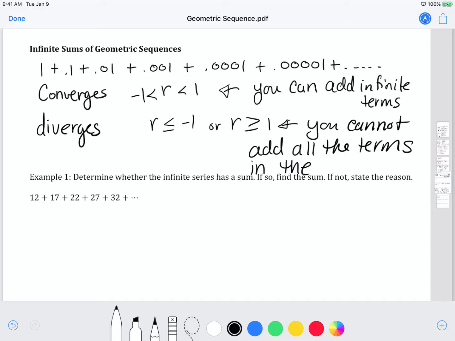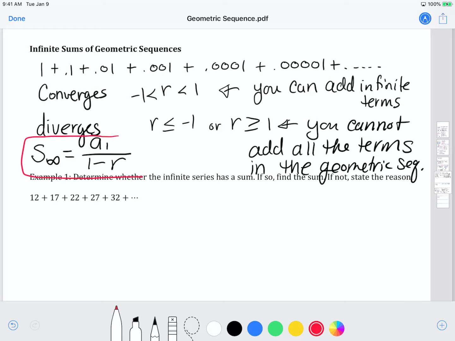in the geometric sequence. If you can add all the terms in the sequence and the series converges, then you can use the formula for the infinite sum, which is S infinity, and it's going to be a fraction where you take a1, which is your first term, and you divide by 1 minus your value of r. But you can only use this if you have an infinite series that converges.